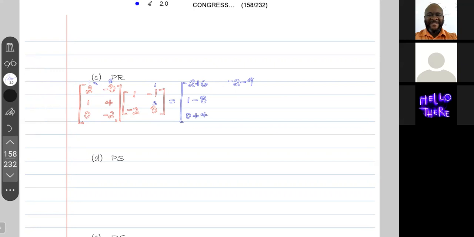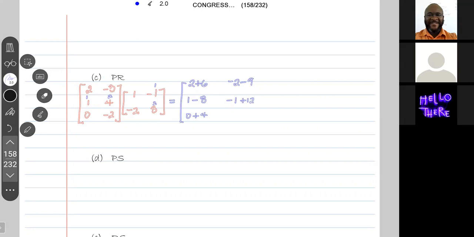All right, so middle row, same right column. First by first, second by second. 1 times minus 1 is minus 1. 4 times 3 is 12.